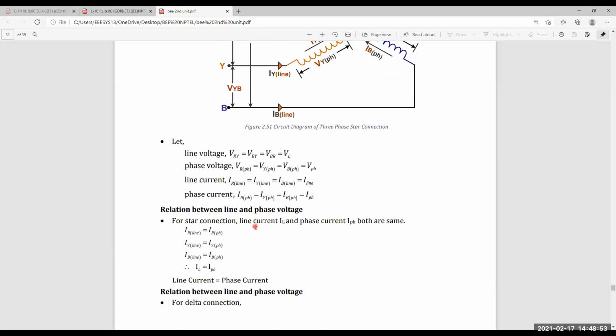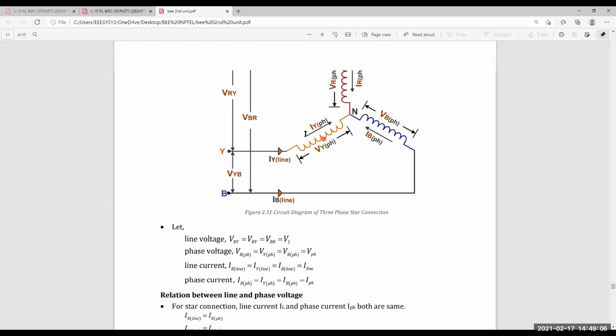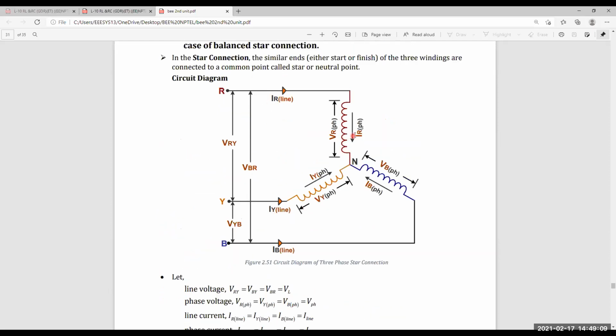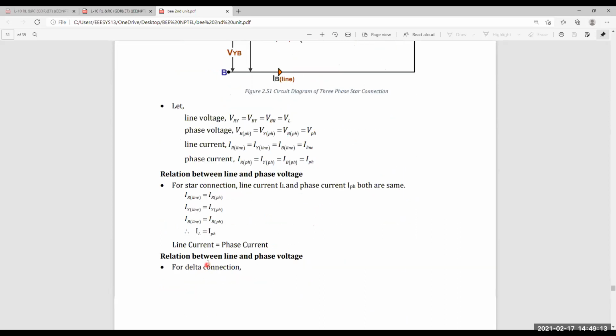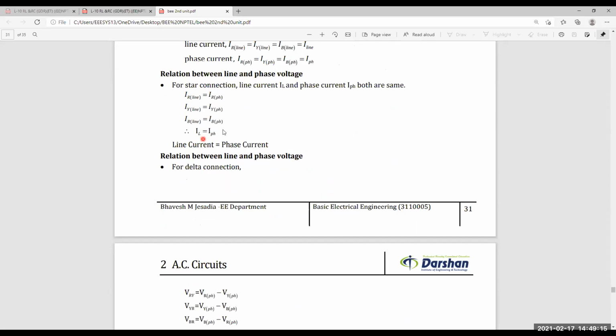For star connection, line current IL and phase current I phase are both the same. I have already explained: IR line is equal to IR phase, IY line is equal to IY phase, IB line is equal to IB phase. This current is equal to this current. That's why line current is equal to phase current in a star connection. So current is over, then voltage: the relation between line and phase voltages.